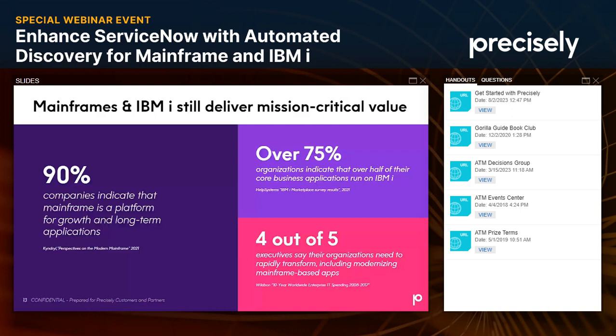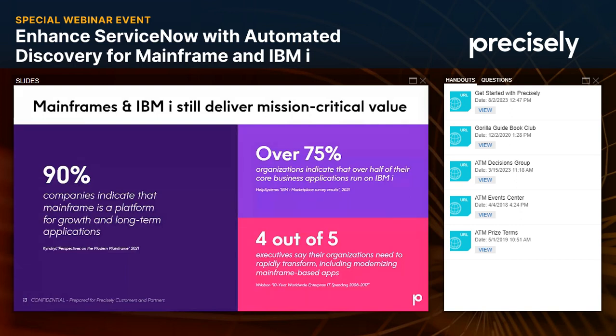IBM i is also in that same vein, and you've got companies, like I said, mainframe is 90% of the companies using it, saying it's a platform for their long-term growth. 75% of IBM i customers are running their core business applications on their IBM i systems. And 4 out of 5 executives are worried about being able to transform and include modernization and modern mainframe apps in their go-forward IT planning. So these systems aren't going away. They're critically important in today's world, and they're just becoming more important.